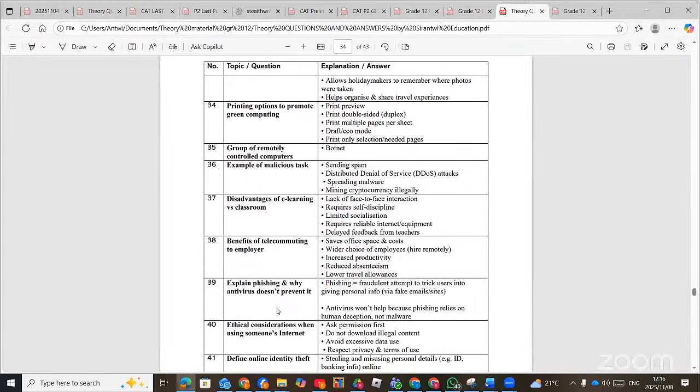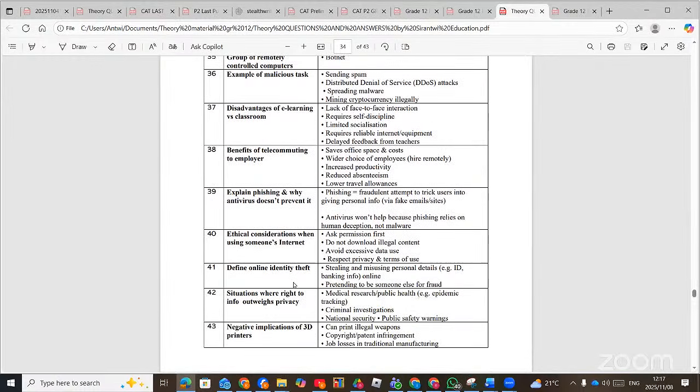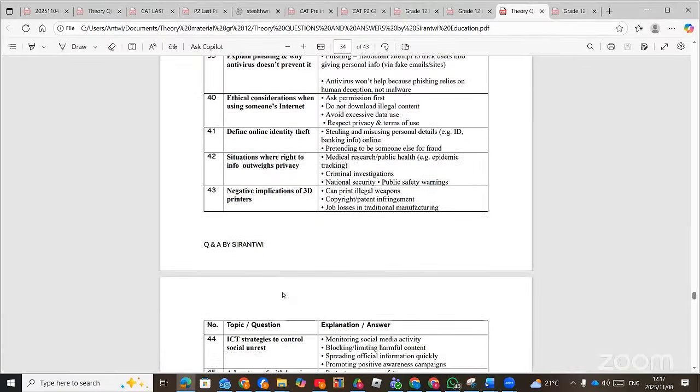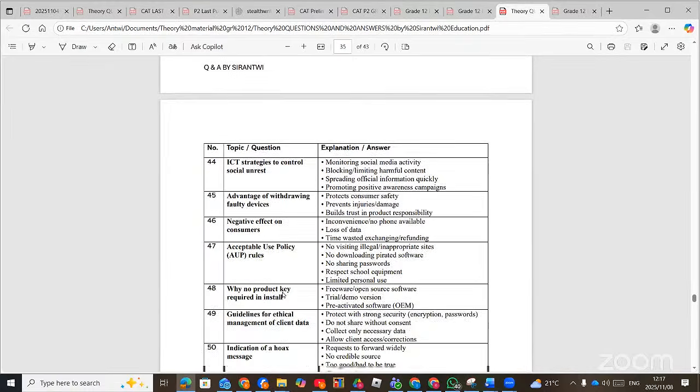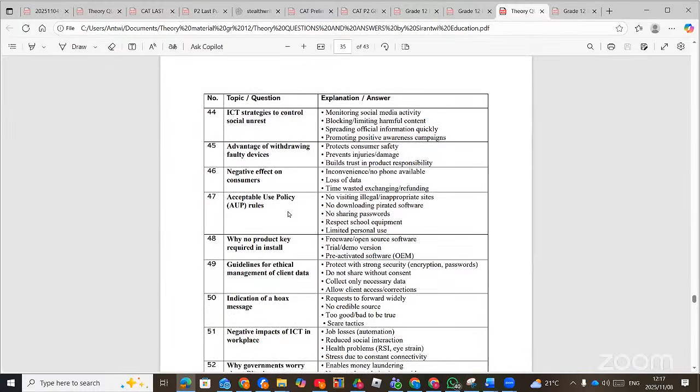Now, disadvantages of e-learning. With e-learning, you don't see the person face to face. It requires self-discipline, and you also need a fast and reliable internet connection. Telecommuting, working from home, benefits and disadvantages also. All these are part of social implications: identity theft, negative consequences of 3D printers, and then AUP policies: not visiting illegal or inappropriate sites, no downloading of pirated software, and others.